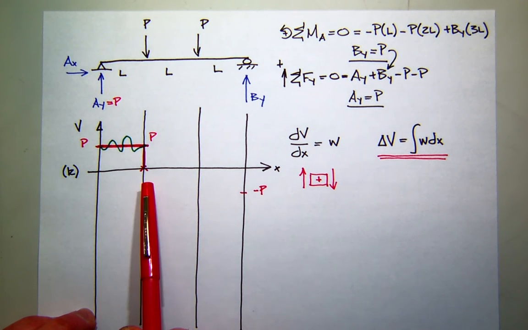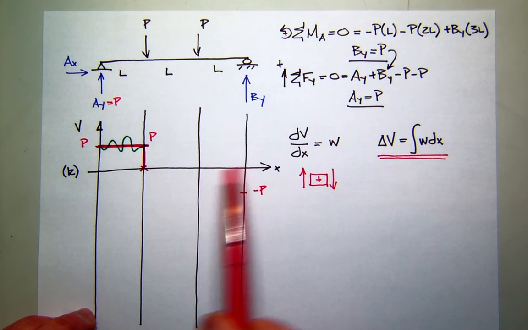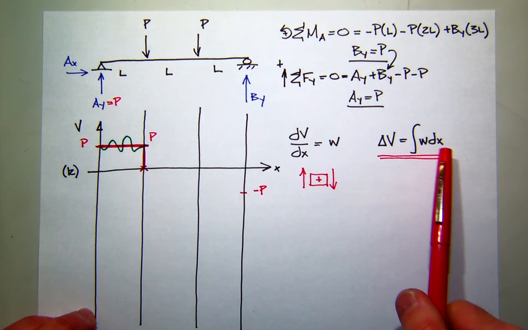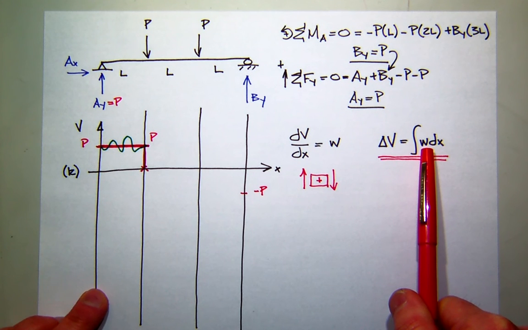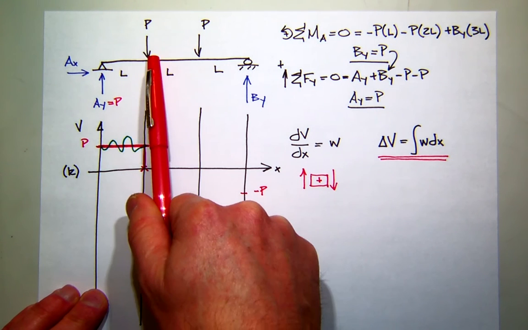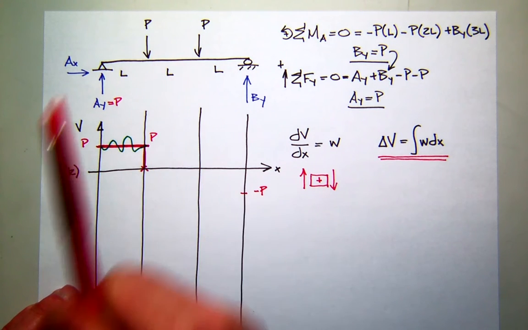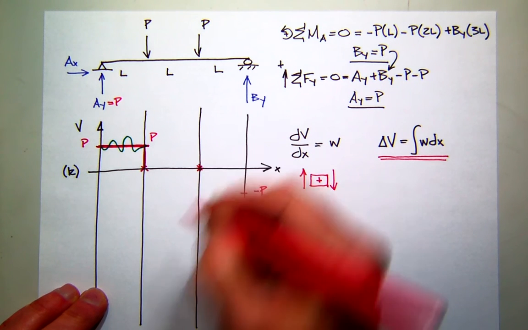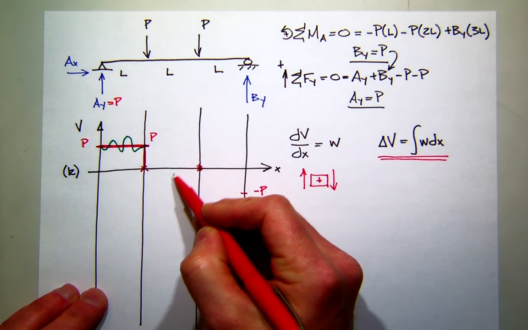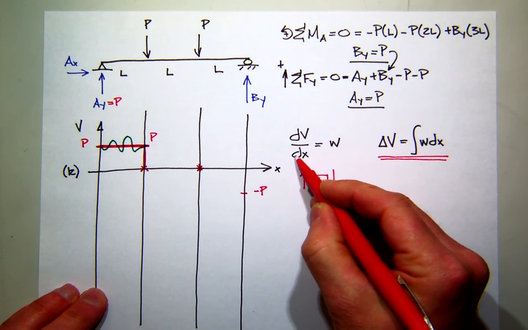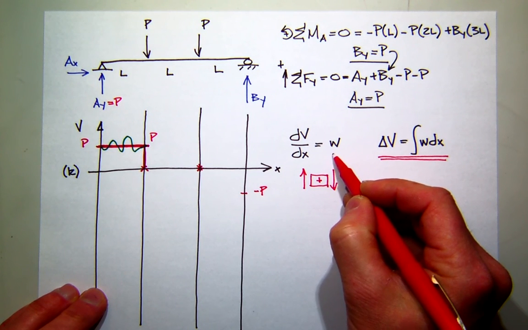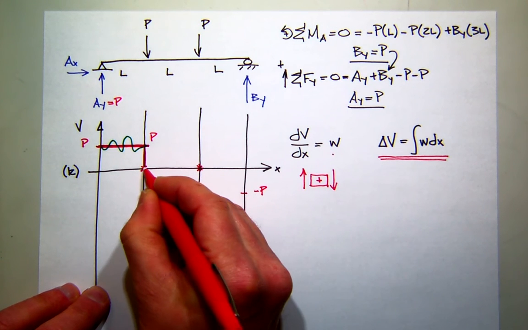Now I want to move from L to 2L. So what's the change in shear from L to 2L? It's the area of the load curve. And what's the load curve between L and 2L? 0. So there's no change. What's the shape of the curve in between? According to this, it's the value of the load. And the load is 0. 0 is a horizontal line.